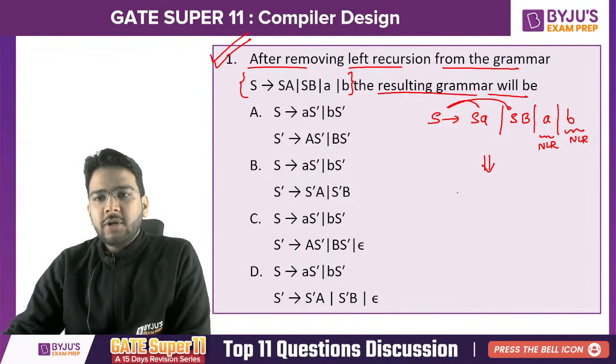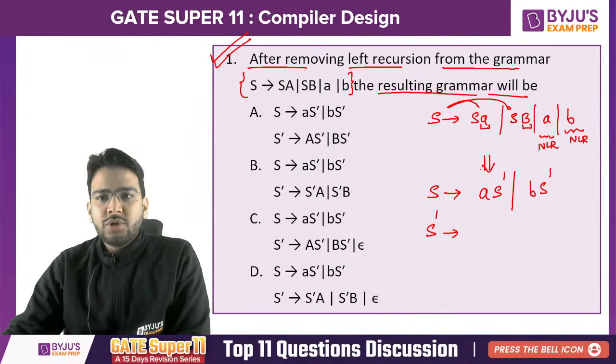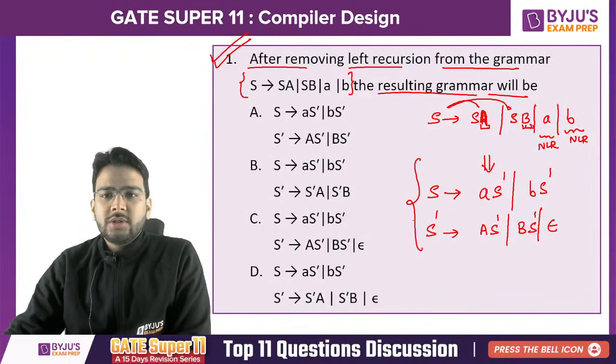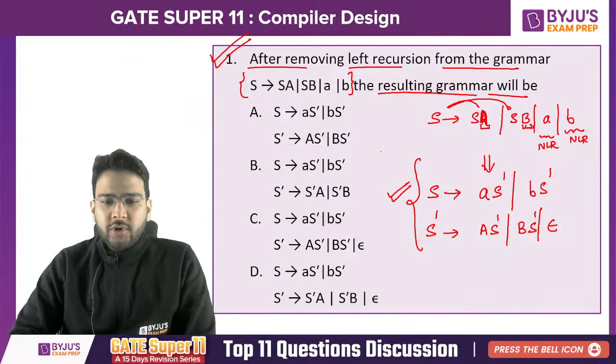So how to eliminate left recursion? You can write S derives, whichever is your non-left recursive part, write here A and then write S dash. Similarly, or B S dash. Now S dash will derive what? The production in which you are having left recursion, this is the remaining portion. Similarly, this is the remaining portion here. Sorry, this is non-terminal, right? So here you can write A S dash, or this is the remaining portion, so here a B S dash, or epsilon. So this is going to be your resulting grammar after eliminating left recursion.